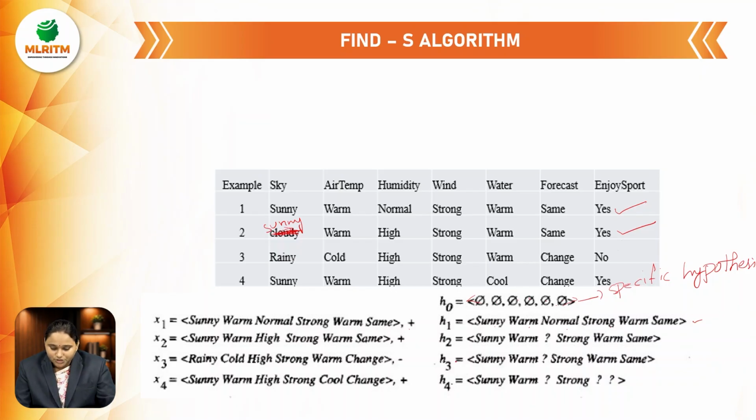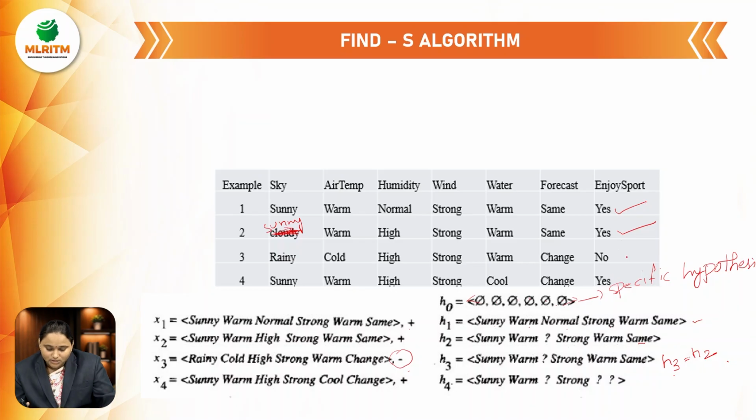Next, in H3 the first value is sunny. The label is no. They have given it, and in this we have a negative example. So we represent H3 equal to H2. The H2 is sunny, warm, question mark, strong, warm, same. So we have represented the same.